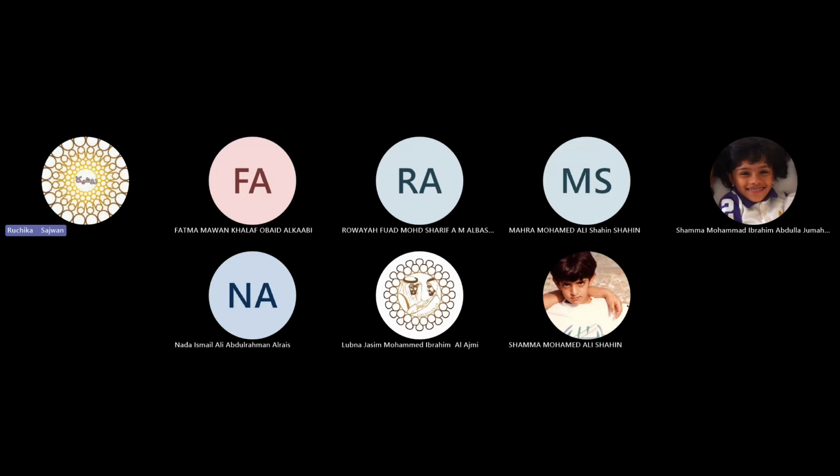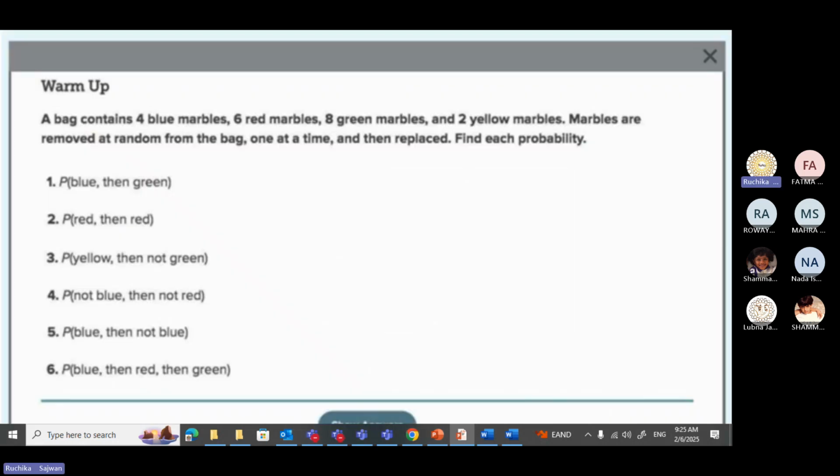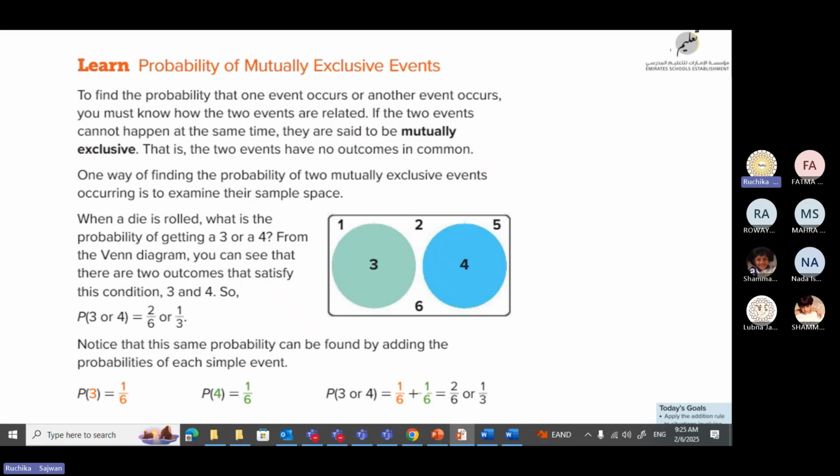Today's lesson is to understand what are mutually exclusive and not mutually exclusive events. And after we understand that, we will be doing the addition rule that will be used to solve the question. Now, before I go to the lesson, I would like to quickly revise for you the previous lesson.